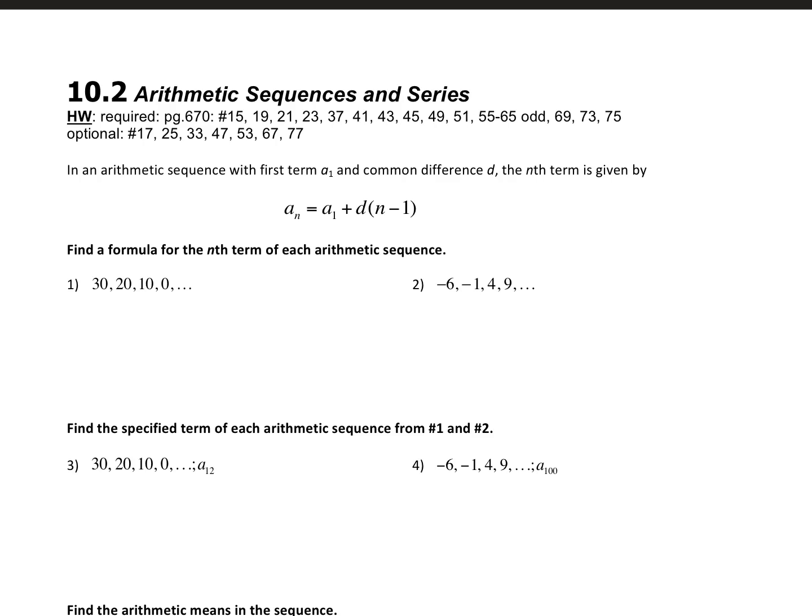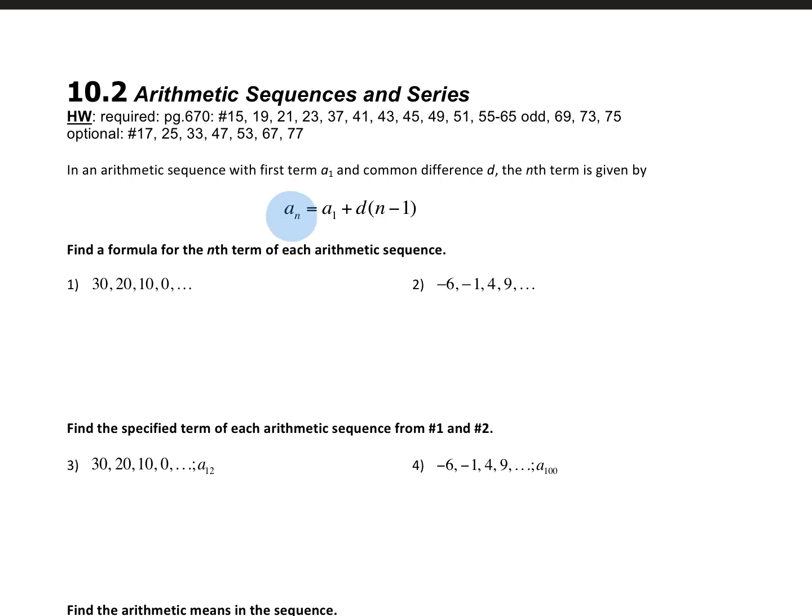Lesson 10.2, we're focusing strictly on arithmetic sequences and series. All right, so the first thing you'll see is the formula for the nth term of the arithmetic sequence. So let me explain what each of these variables represents.